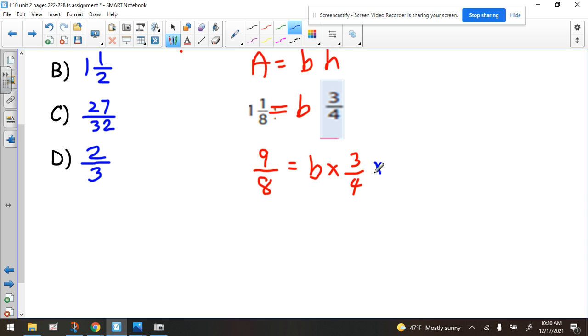So we're going to put that over here. And to keep the equation balanced, we're also going to put that value over here. All right, so again, we're applying the inverse operation to solve this equation.